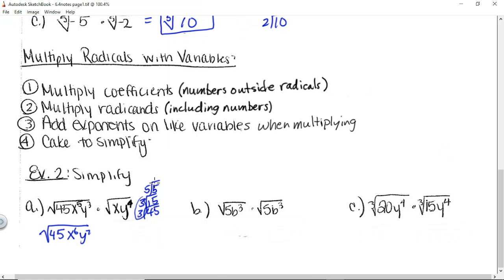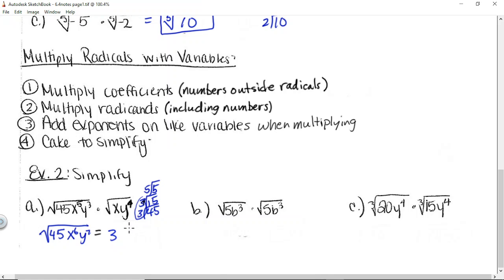Okay, so we added the exponents on the like variables. That's how we got x to the sixth and y to the seventh inside the radical. Okay, so what comes out is the 3, right? So we take a 3 out of the radical, and 5 will remain inside. But we need to take more than just the 3 out. We also have variables we can take out.